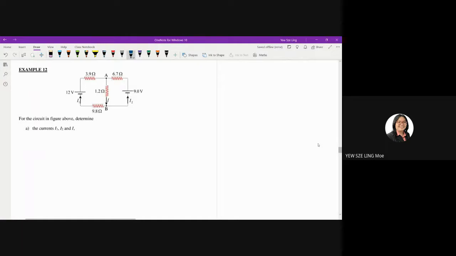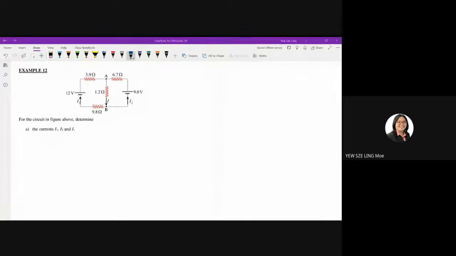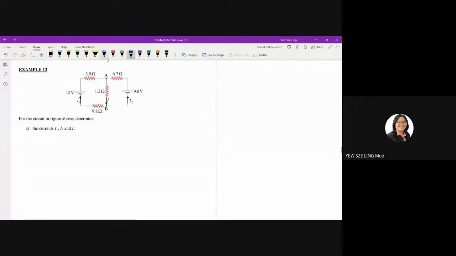Alright, so this is a two loops question. So when it comes to two loops questions, remember the things that I told you just now. If you have a two loops question, it means that you're going to need three equations, or you can form three equations from it. The first law will give you one equation.